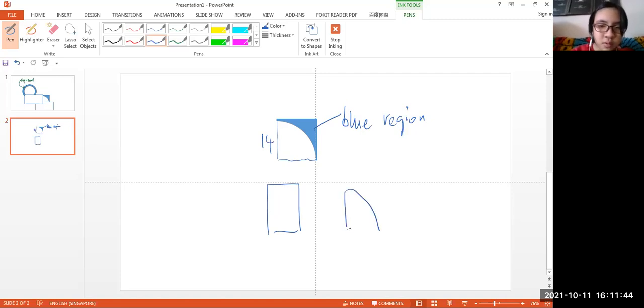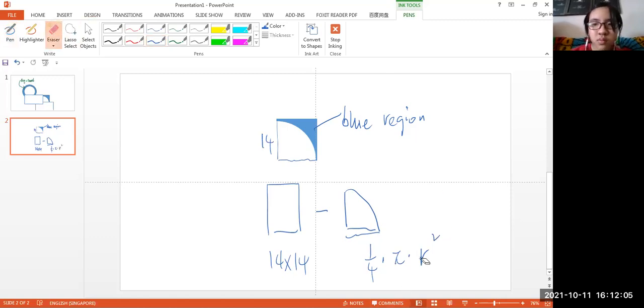Which one is bigger in this case? The square. Square is bigger, right? So use the big minus the small. Use the square, which is 14 times 14. How do you find the quadrant? Area of a quadrant is 1/4 times pi r squared. In this case r is 14, right? Can you help me out to find the blue region by doing this one?